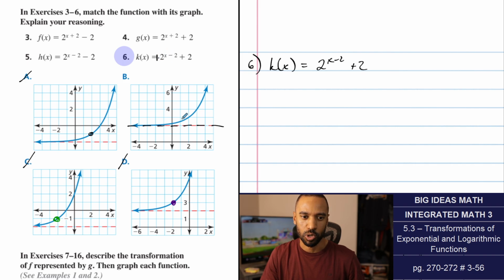1 unit up from here when I'm translated 2 units to the right. 2 units to the right, 1 up from the asymptote is like that. That's the value you can plug in to make that thing 0. 1 plus 2 is 3. 3 is 1 unit up from 2. And that's B.